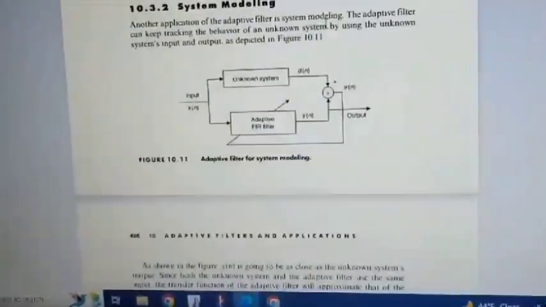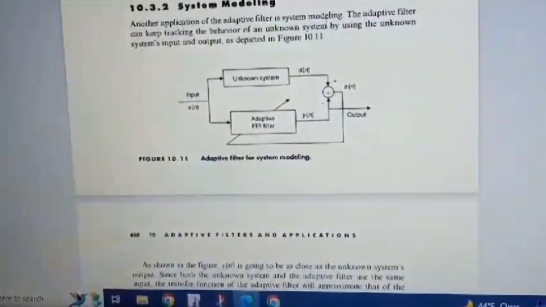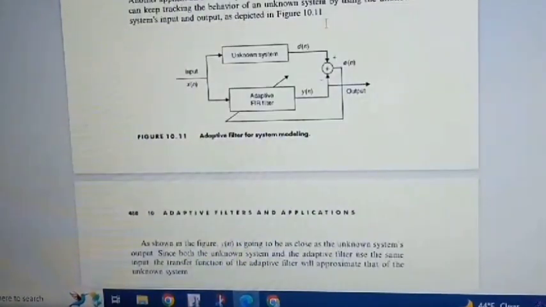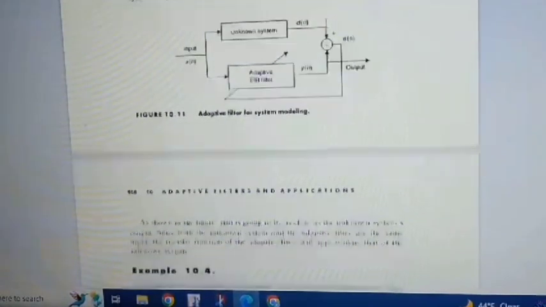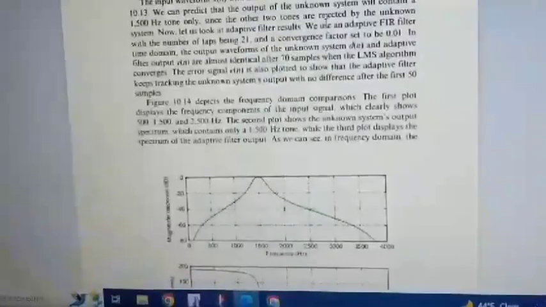And the next application of adaptive filters is system modeling. What is system modeling? System modeling in adaptive filters involves describing the relationship between inputs, outputs, and the behavior of the adaptive filter itself. Here is a block diagram.